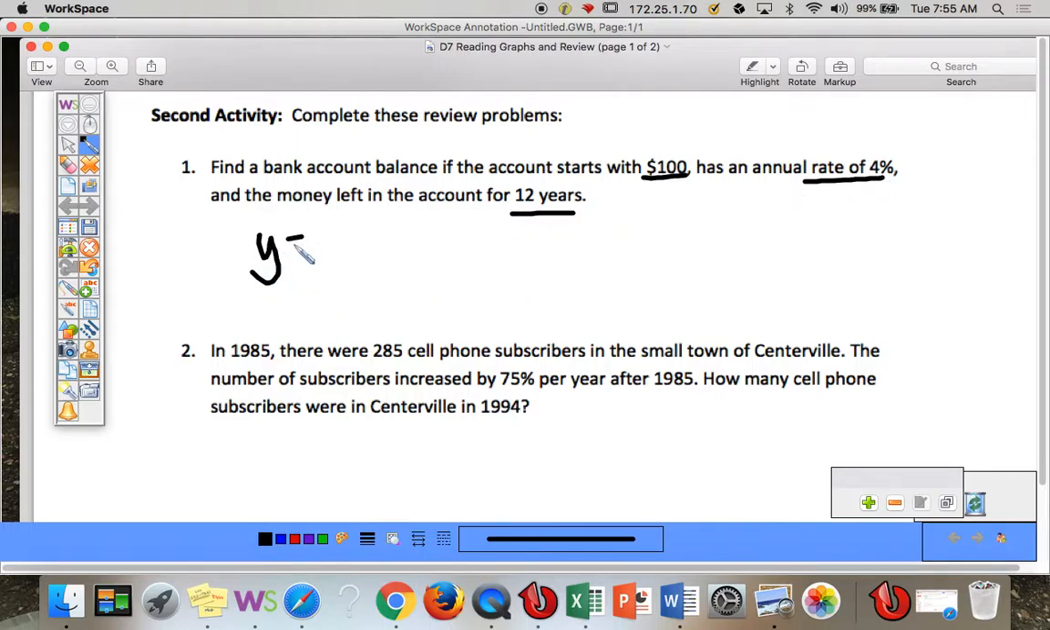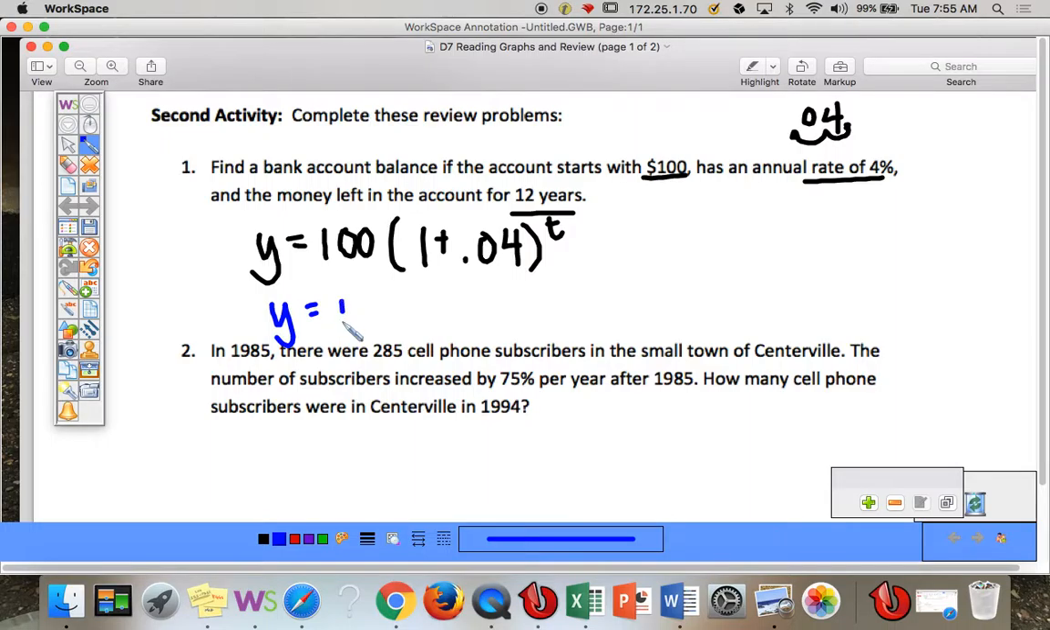So we have y equals our starting value. It's increasing, so 1 plus. We're going to change the 4% to a decimal, so you can divide 4 by 100, or move the decimal place over twice, so it's 0.04. And then it's exponential, so t is the number of years. And here t is 12 years, so we have y equals 100 times 1.04 to the 12th power.